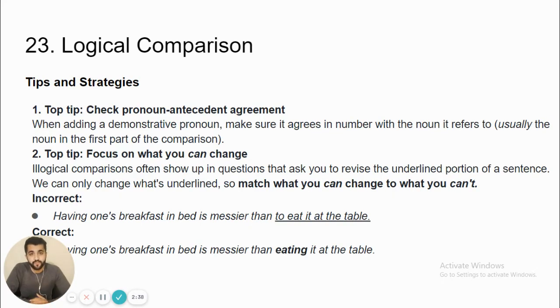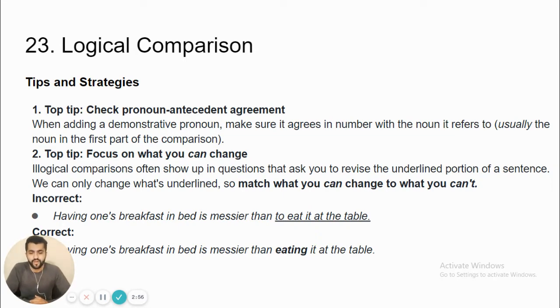Okay, so tips and strategies. Number one, top tip: check pronoun antecedent agreement. So when adding a demonstrative pronoun, make sure it agrees in number with the noun it refers to. Usually that noun in the first part of the comparison. It's quite simple. Number two, focus on what you can change.